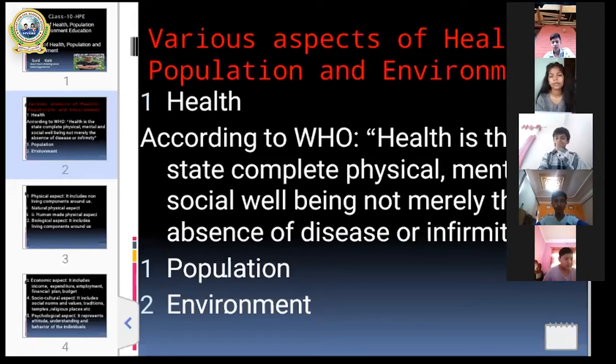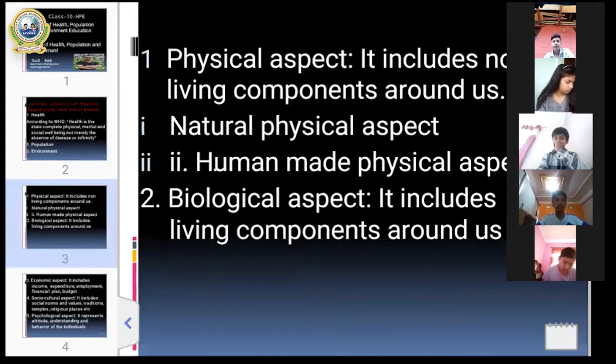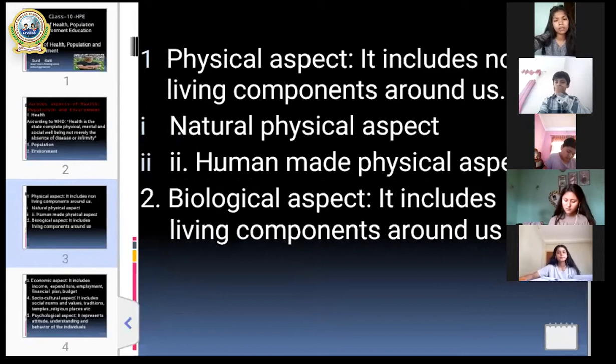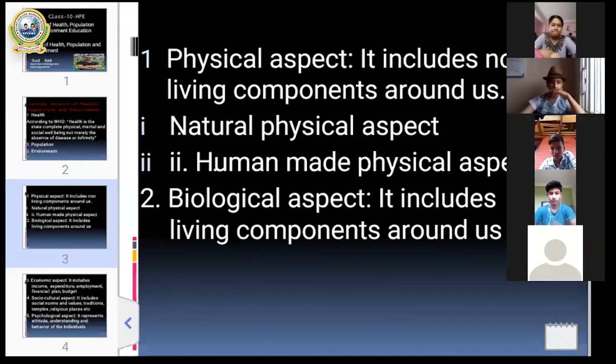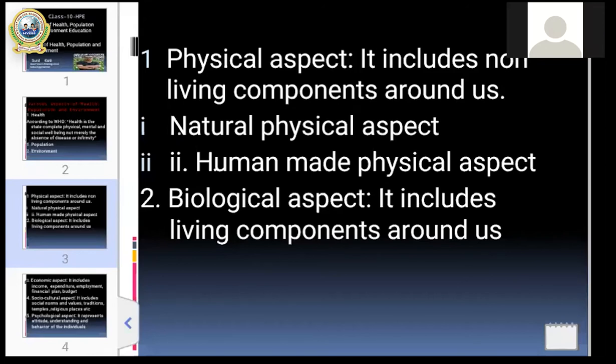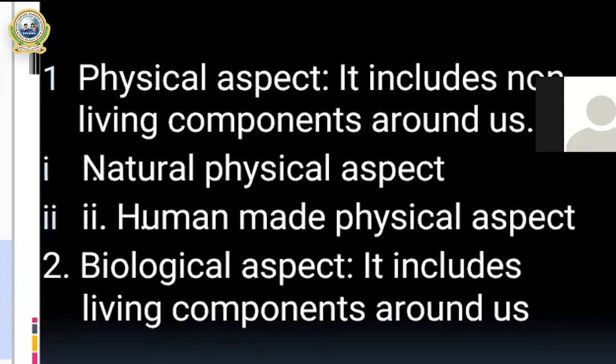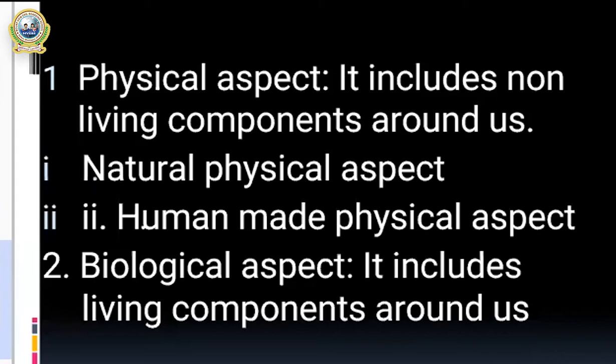All right. Now, after defining the three terms health, population, and environment, we are going to discuss some major aspects of health, population, and environment education. In the previous class, I told you that by different aspects of health, population, and environment education, we can show the interrelationship among the three terms: the first part health, the second part population, and the third part environment. So my dear students, you can see the screen. We'll start from the first major aspect.